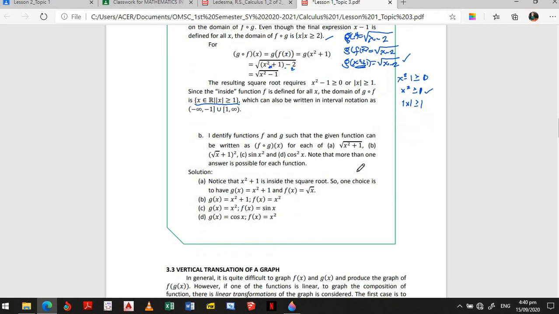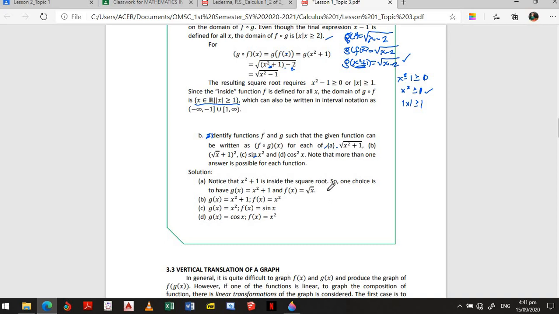So, now, here we have given by our example, considering this one. Identify functions f and g such that the given function can be written as f of g of x. So, for each of this, 1a is square root of x squared plus 1, b is square root of x plus 1 squared, then c is sine x squared, and d is cosine squared x. Note that more than one answer is possible for each function. So, we have more than one answer possible in each function.